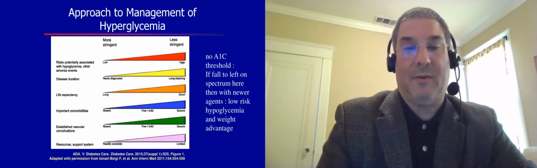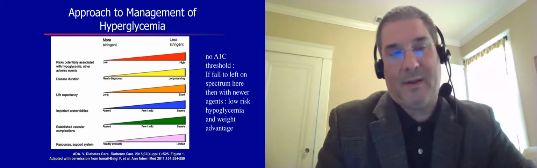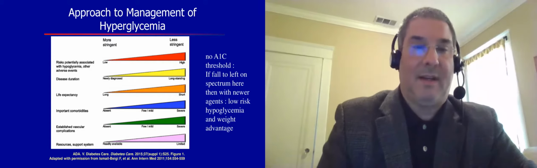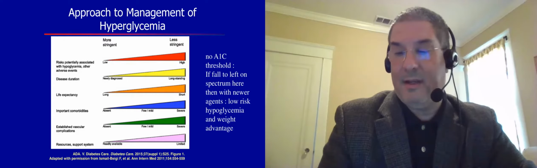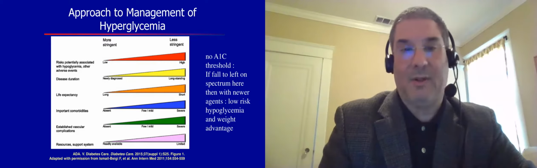And let's use our newer agents that really have much lower risk of hypoglycemia and also reduce cardiovascular risk. So if my A1C is 6.5 and I'm a newly diagnosed 42-year-old patient who's overweight, then I'd like to see it a little bit lower, and I can add agents on that will not inordinately increase my risk of hypoglycemia.